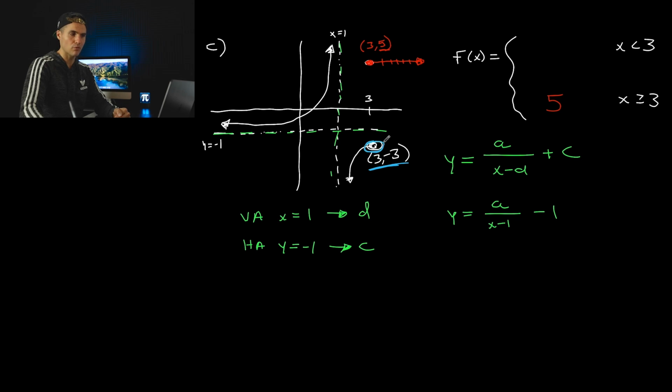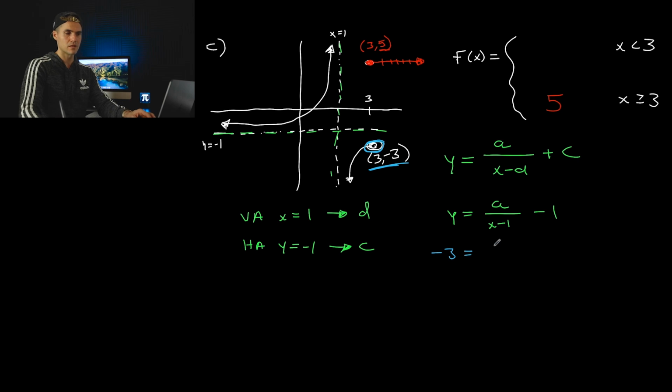Now I know it's a hole there, right? So on the piecewise function, it's not going to be defined. But if you were to just look at this rational function, right? We're just getting the equation for it. That 3 and negative 3 is going to be on that rational function if we were to extend it, right? And just look at it in an abstract way. So this point 3 and negative 3, that's the point that I'm going to plug in for x and y to solve for the a value.